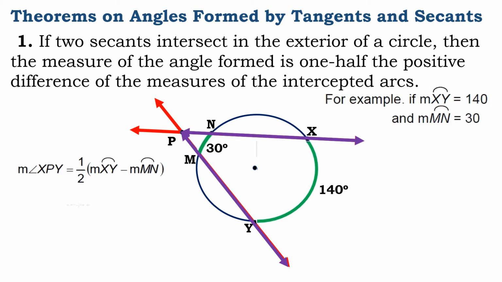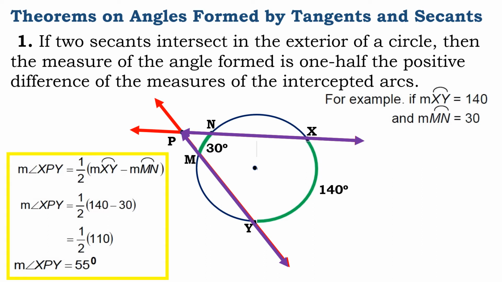the measure of angle XPY is equal to 1/2 times 140 minus 30. So 140 minus 30 is 110, and 1/2 of 110 is 55. Therefore, the measure of angle XPY is equal to 55 degrees.